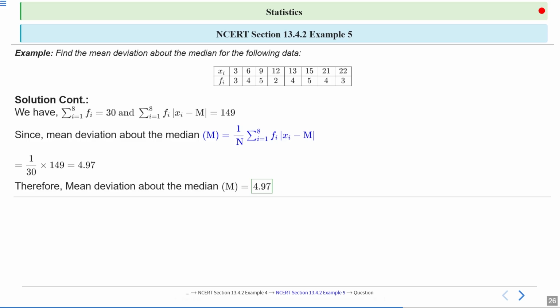Okay, and this is the final answer. So I hope this example is clear to all of you. Now we will discuss some extra questions.